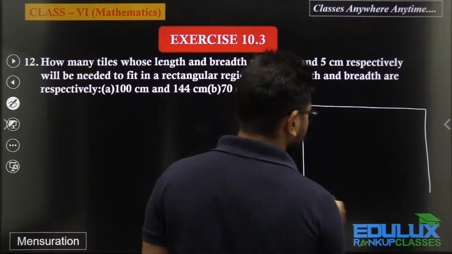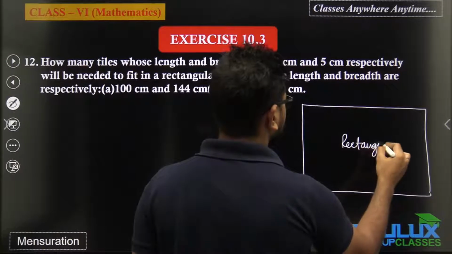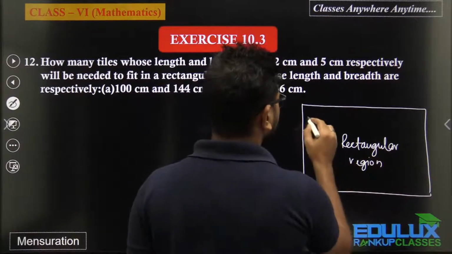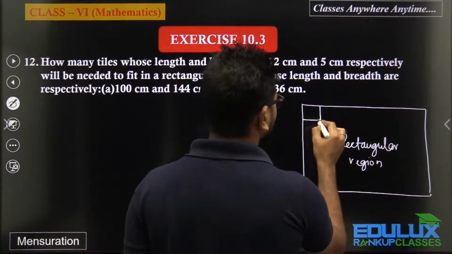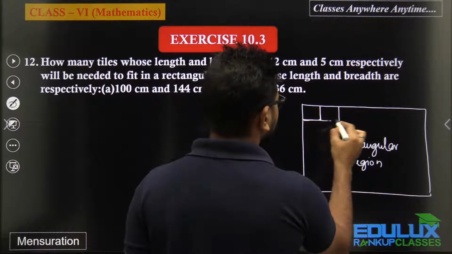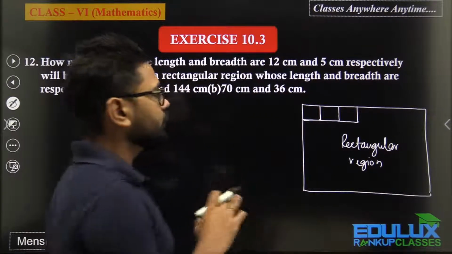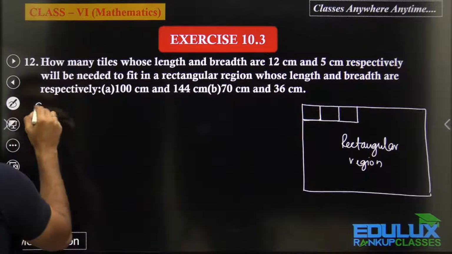This is a rectangular region, right? This is given to us. And we need to pave some tiles, right? We need to put some rectangular tiles like this in this rectangular region to fill that region, right? And the dimensions of the tiles are given, so we can write the solution.